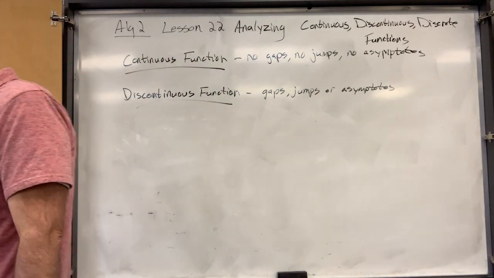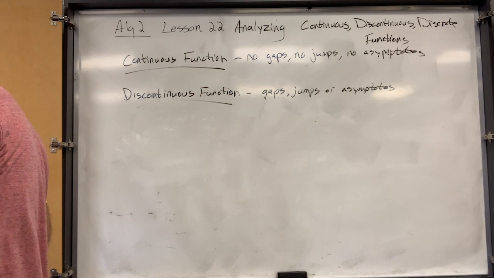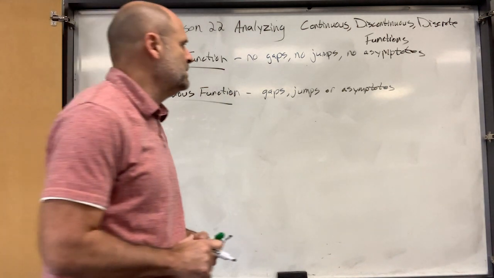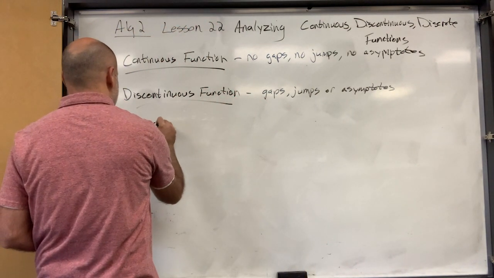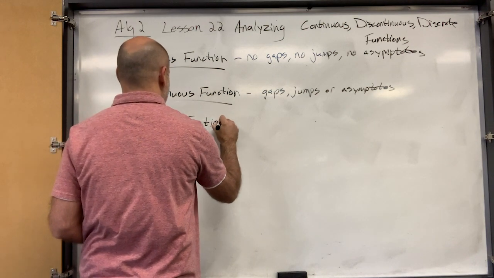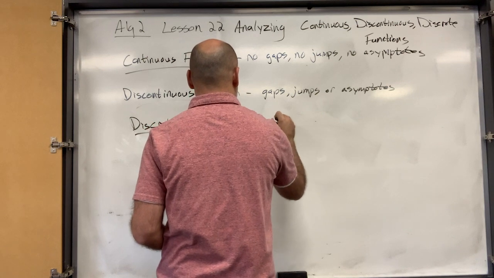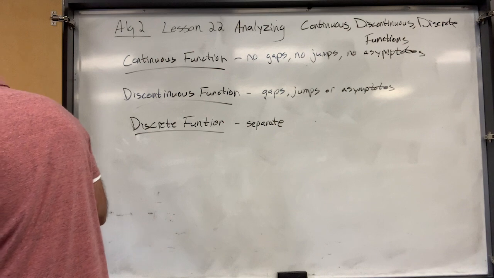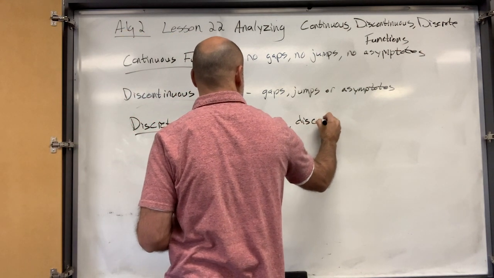Okay. All right. So, a discrete function is a type of function made up of separate, disconnected points. Okay. So a discrete function, and these will be a lot easier when I show you and not just tell you. Separate, disconnected points.